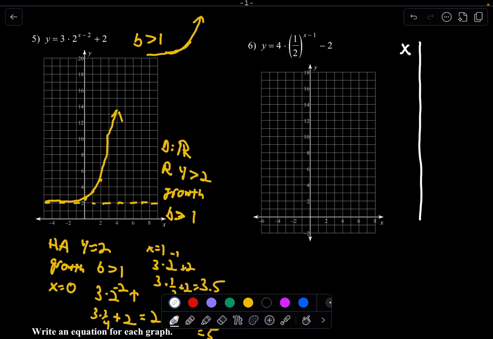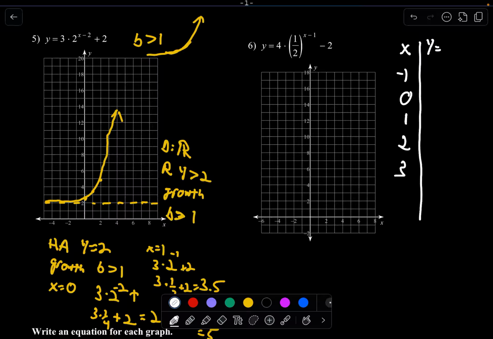Always look at the horizontal shift. Always look at what's going on here. You want to center your table around the number that makes the exponent 0. So x minus 1, that means this is going to be centered around x equals 1. So we're going to choose a couple numbers larger and a couple numbers smaller.